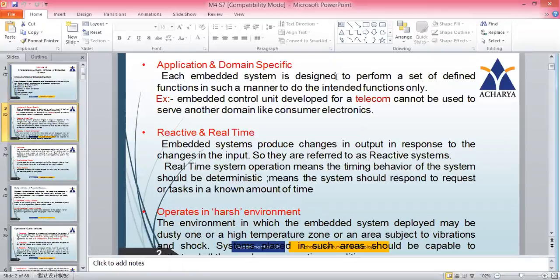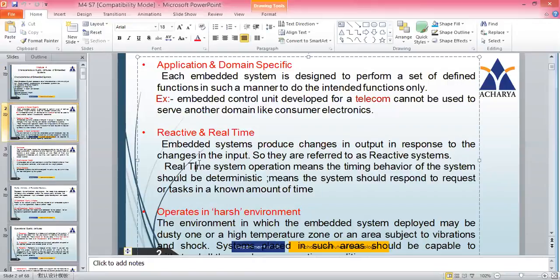Coming to the first point, application and domain specific. Each embedded system is designed to perform a set of defined functions in such a manner as to do those intended functions only. We have seen already so many applications like ovens and washing machines, and even in telecom there are so many embedded systems, and they are meant to perform a specific function. You cannot use the same board for performing other tasks. So an embedded control unit developed for telecom cannot be used to serve another domain like consumer electronics.